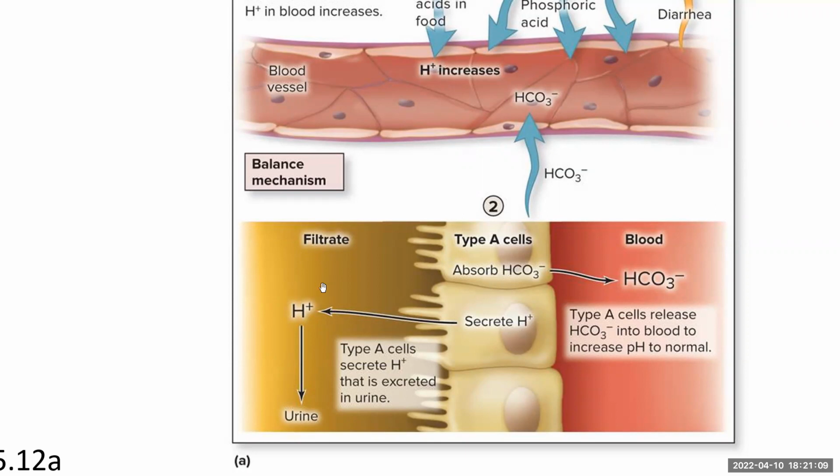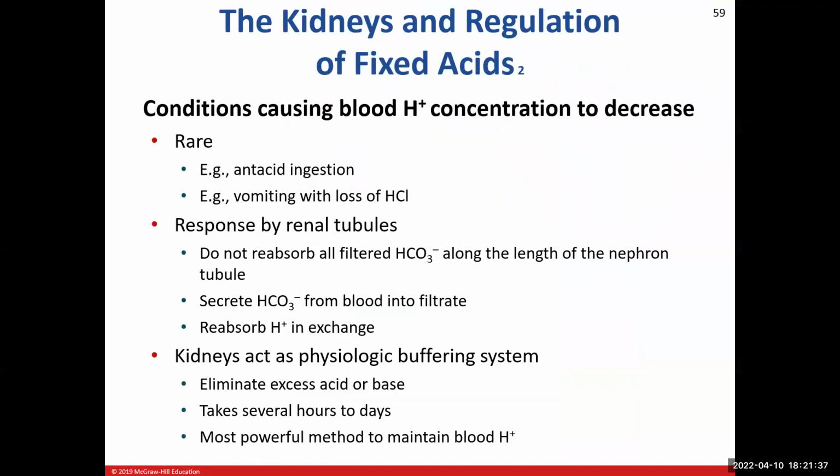So we want to secrete that into the filtrate and then excrete it into the urine, thereby offloading our hydrogen ions and decreasing that concentration. And at the same time, we are going to try to dump more bicarbonate into our blood. So that will help to buffer the blood and bring our pH back to that 7.4. That's what we're trying to do here, and that's what your kidneys are working on.